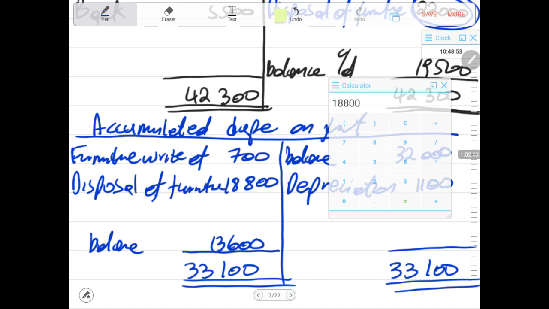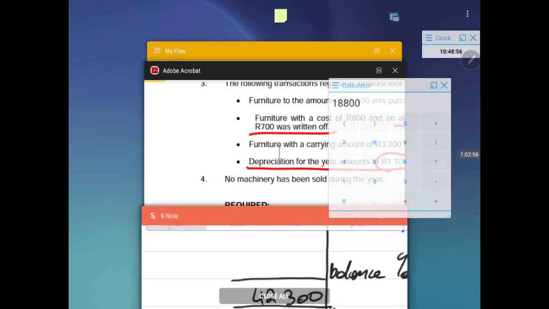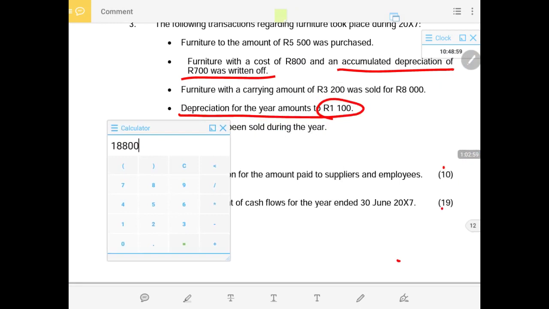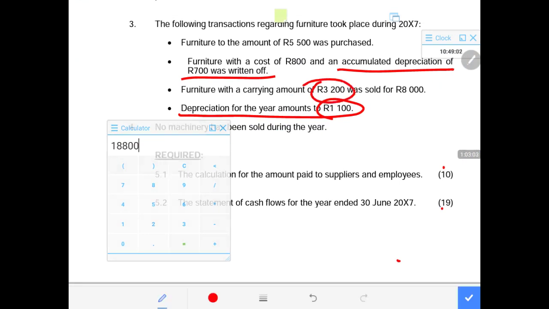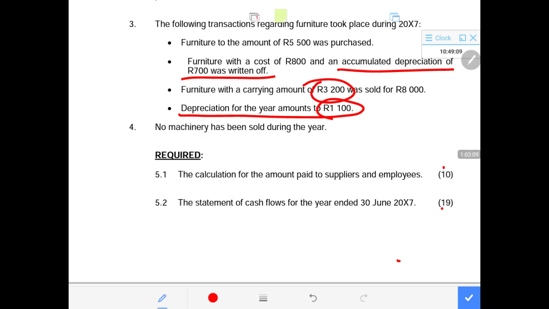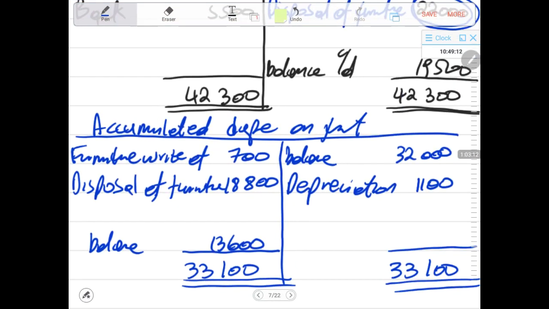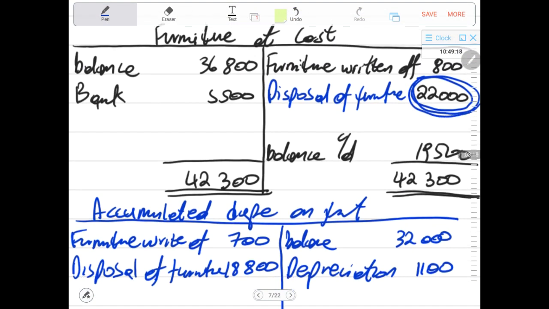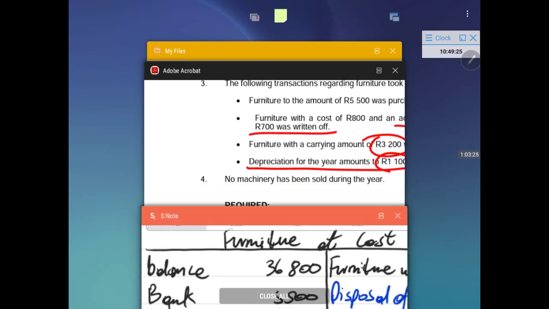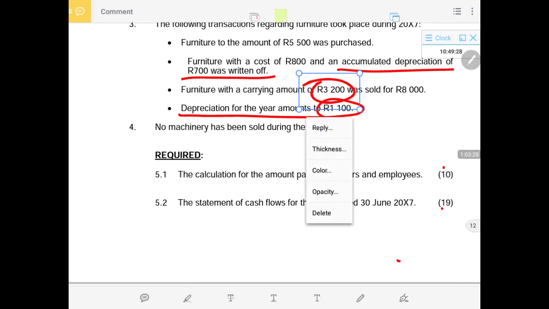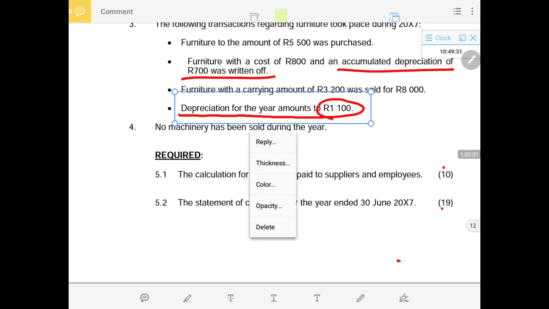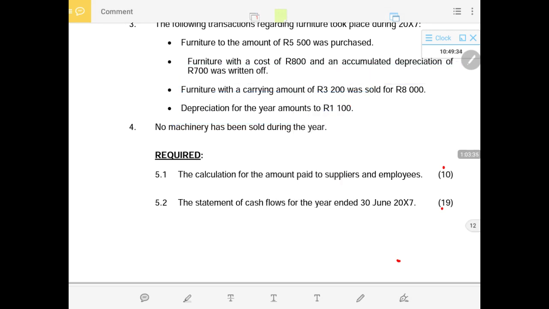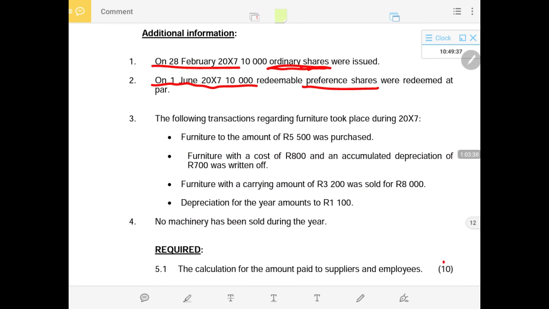Remember now, once again, that the furniture that was sold at a selling price of 8,000 had a carrying value of how much? Had a carrying value of 3,200. If you say plus 3,200, how much do we get? We get to 22,000 rands. And this is exactly aligned with the same ledger account of the furniture cost that ties together. That means correctly, the cost of the disposed furniture is 22,000 rands. Now we have recorded this one in all angles, and we are honestly done with the adjustments. The only thing now that we need to do is just to work with the information that we have, minus debit and credit, then after we're done in all other accounts that we have.